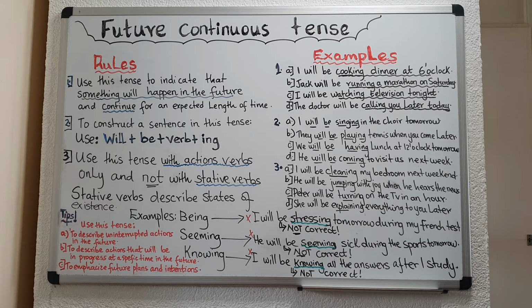And then 2C. We will be having lunch at 12 o'clock tomorrow. You have the pronoun we, then you have will plus be plus the verb have plus ing. It becomes having. Example 2C. We will be having lunch at 12 o'clock tomorrow.